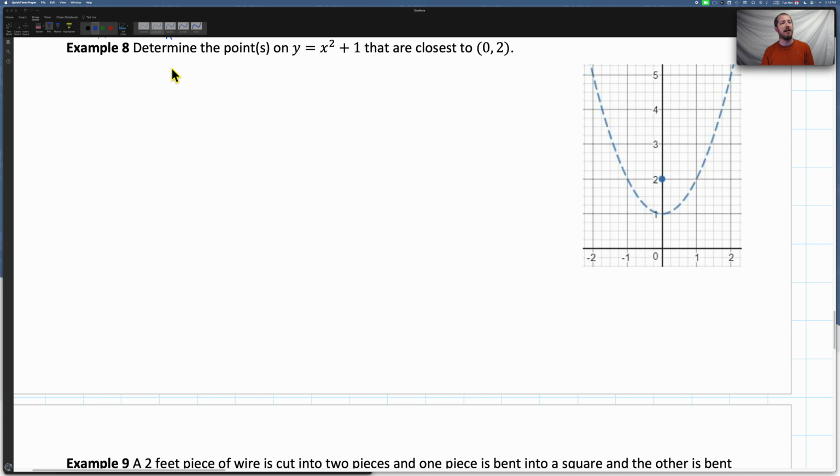Example 8 says determine the points or point on y equals x squared plus 1 that are closest to (0, 2). This is like the least information we've been given in a problem, so where do we start? Our answer is going to be some points. I'm going to go ahead and state that.